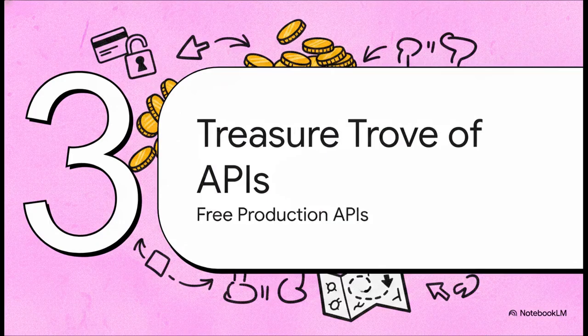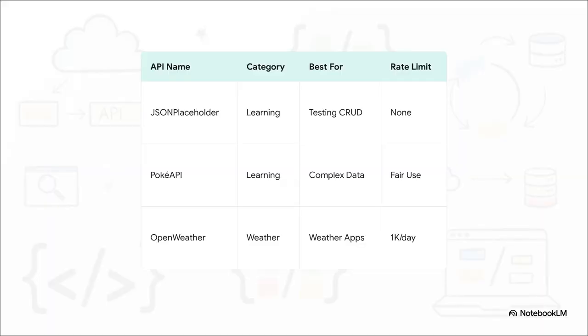All right, section 3, a treasure trove of APIs. Now, whether you're just starting out or you're building a massive real-world app, there is an API ready for you right now, totally for free. For instance, beginners can safely practice fetching and deleting data with JSONPlaceholder, which is amazing because it has 0 rate limits. Gamers out there, you can pull complex relational stats using the PokeAPI.